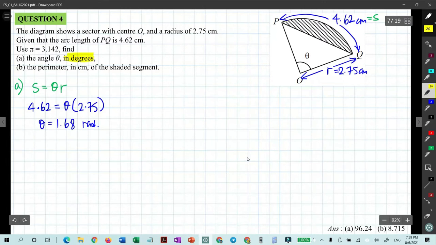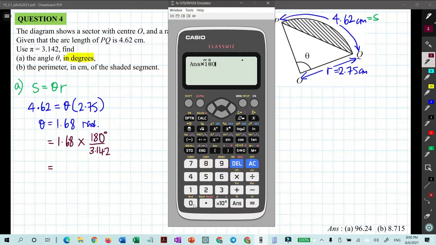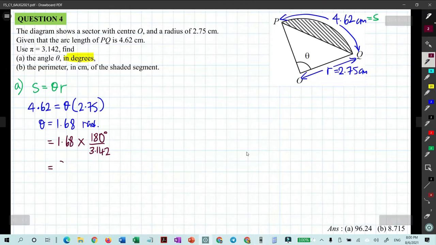But if you read the question carefully, you are required to give the answer in degrees. So how to convert the angle in radian to degrees? Yes, it's actually not that complicated. You just need to multiply this value with 180 degrees over 3.142. And the final answer is 96.24. So always remember, when you give the angle in degrees, write the answer correct to 2 decimal places.